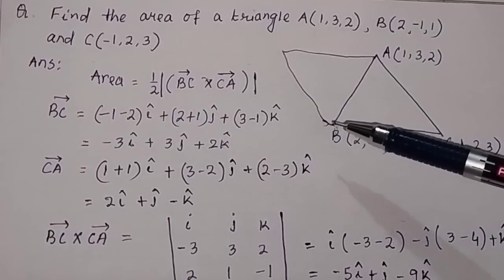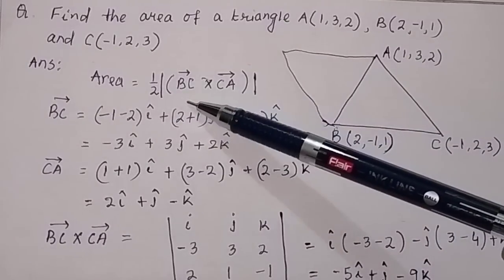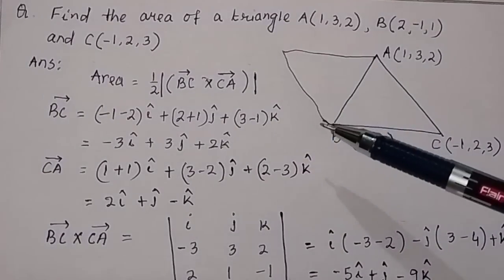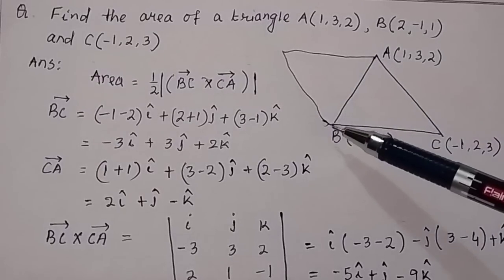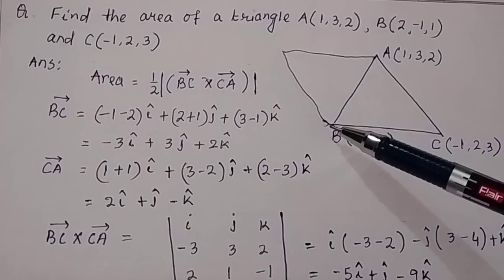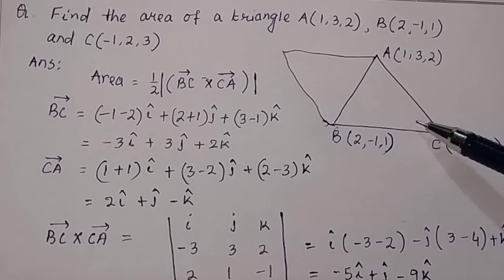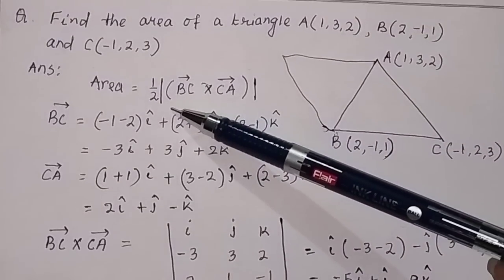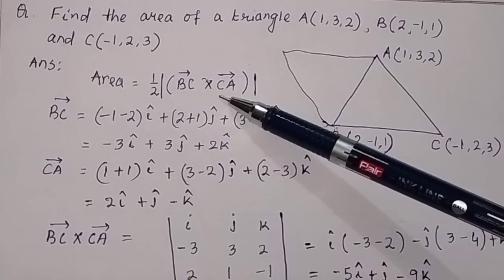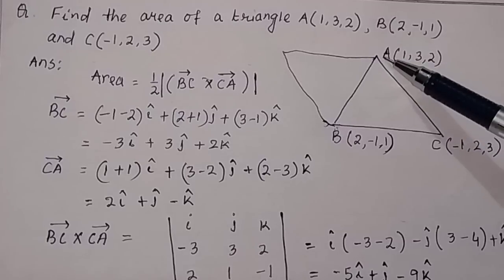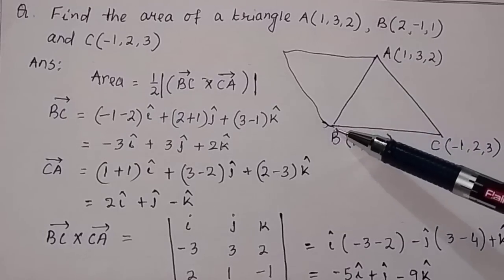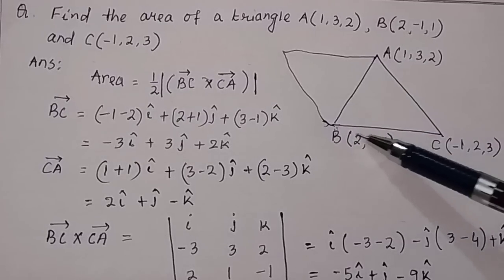And to find the area of the triangle, you have to take half of the area of the parallelogram. This is the parallelogram, and half of this parallelogram is equal to the triangle. So the area of the triangle will be equal to half of BC cross CA. This side BC cross CA. So you have to find out the vector BC.